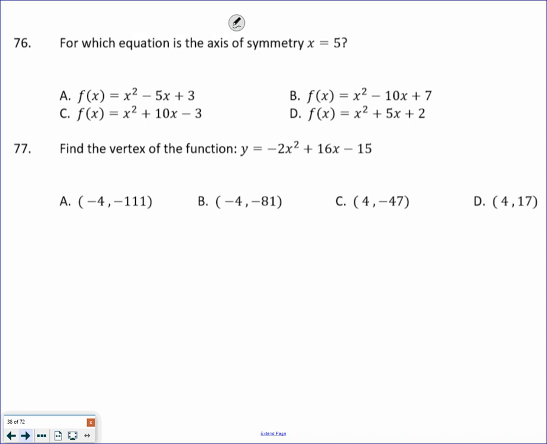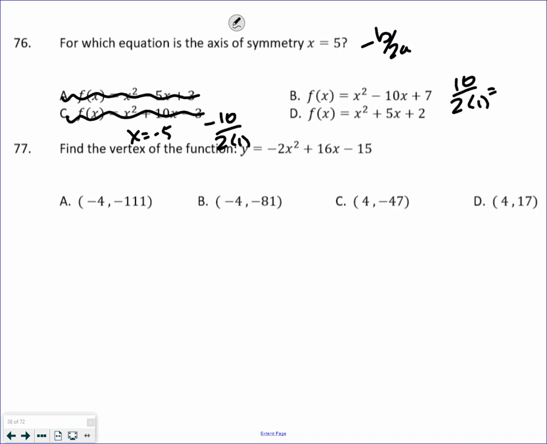Axis of symmetry is x equals 5. So again, now I'm going to have to go negative b over 2a for each one of these until I get the right one to be x is equal to 5. So let's talk about the first one. We got positive 5 over 2 times 1, so it's not going to be A. Negative 10 over 2 times 1 is negative 5. So this one's an x equals negative 5, which is still not right. How about positive 10 over 2 times 1? This is x is equal to 5.